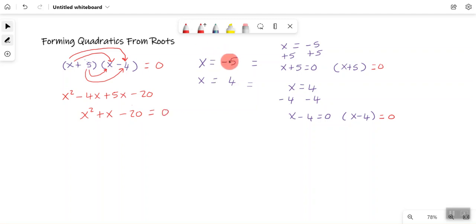So that's really it. It's fairly straightforward. If you're given the roots, you can work out what the factors are. And then once you work out what the factors are, you can multiply these by each other and get the original quadratic, just like what we've done there. So that is forming quadratics from roots.